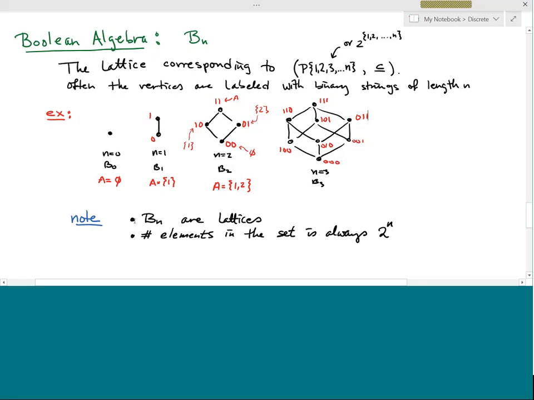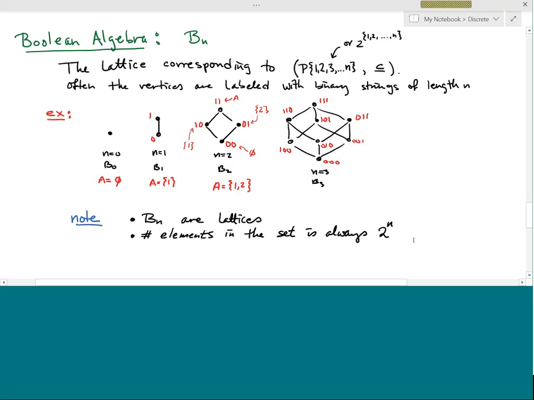All right, so a couple of things. First of all, these Boolean algebras are lattices. Again, we didn't define lattices yet, but we will in just a second. And the other thing is the number of elements in your power set is always 2 to the n. We know that from being a power set, and we also can see that from being binary strings of length n, because each position has 2 options, 1 or 0.